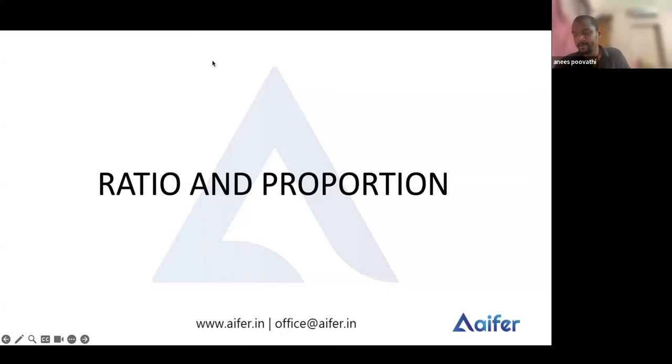So firstly, we are discussing a most important topic, which is important when it comes to data interpretation also. That is ratio and proportion.